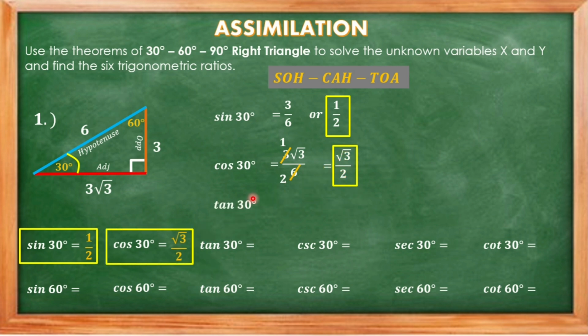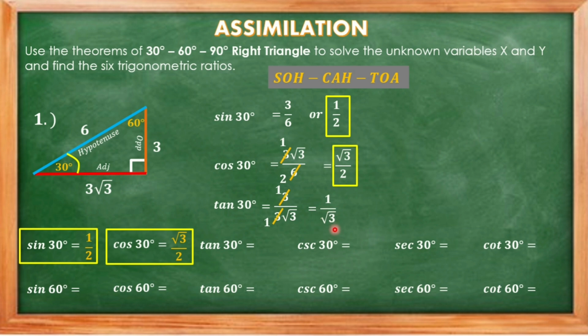Okay, next. For tan 30 degrees naman, so ito naman ang gagamitin natin yung TOA, opposite over adjacent. So, ang opposite natin ay 3, ang adjacent natin ay 3 the square root of 3. So, pwede na natin ulit i-cancel yung mga numbers na nasa labas ng radical sign, which is yung 3. So, yan, cancel natin yan. So, ang natira na lang sa taas ay 1, sa baba ay 1 times the square root of 3. Okay, so we have 1 over the square root of 3.